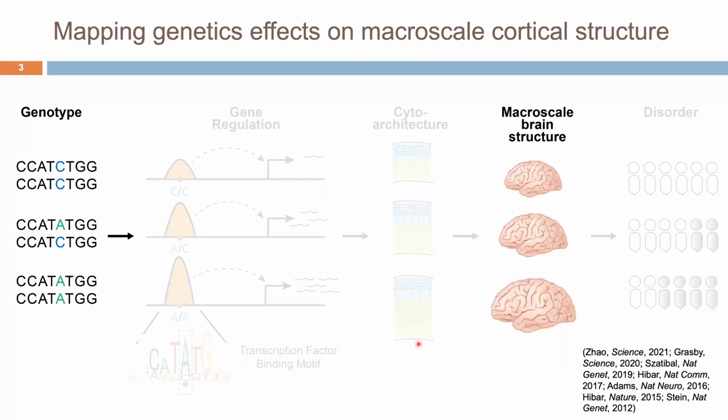Much of my previous work has been on mapping genetic effects on macroscale brain structure as measured through MRI. In this type of study, we need a population of genotyped individuals where we have measured their genetic variation, as well as images of macroscale brain structure where we measure variability in brain size.